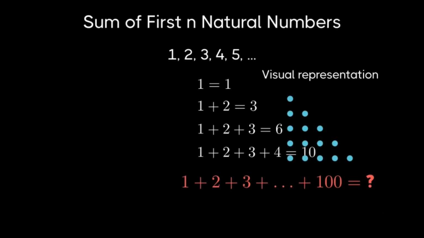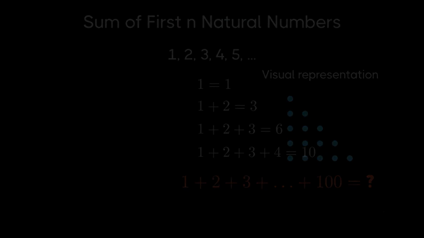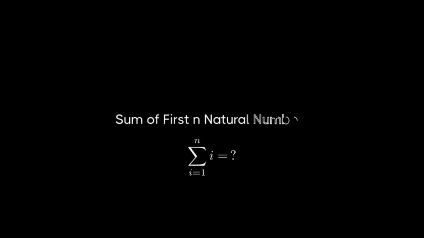For example, to find the sum of the first 100 numbers, we would calculate 100 times 101 divided by 2, which equals 5,050. Now that we've seen the pattern and the formula, let's prepare to explore how this formula can be derived and why it works. The sum of the first n natural numbers can be written using sigma notation as the sum from i equals 1 to n of i. Our goal is to find a closed formula for this summation.